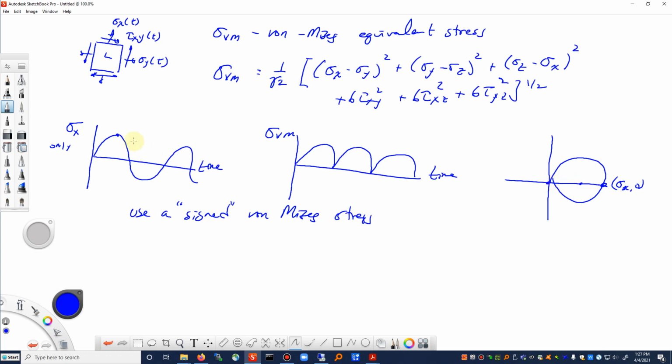Once we get to 0, right here, our Mohr circle looks like this. And then it starts to expand on the other side. So it goes negative. As we go down this way, it gets bigger and bigger, smaller and smaller. Then it goes back to 0 again, and it starts looking like this picture over here. So what a signed von Mises stress does is it takes the sign of the principal stress with the largest magnitude and puts that into the von Mises.